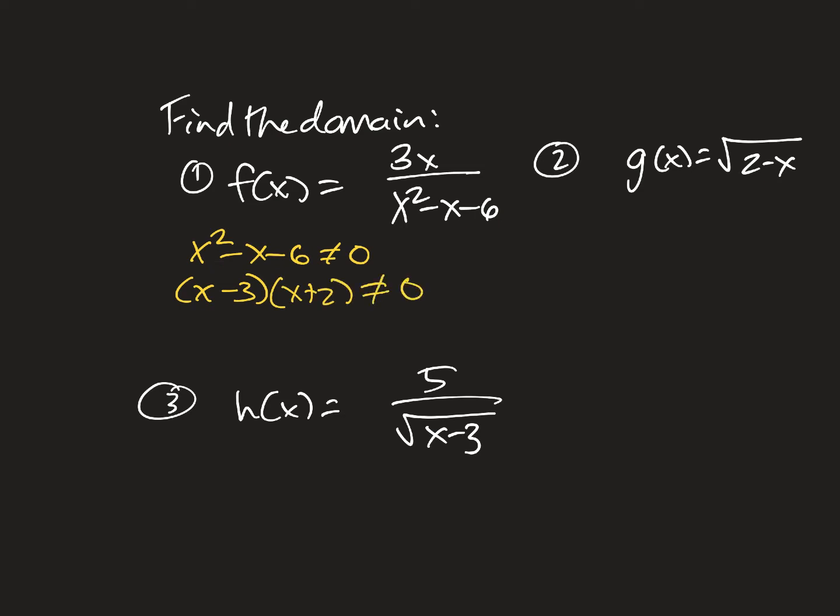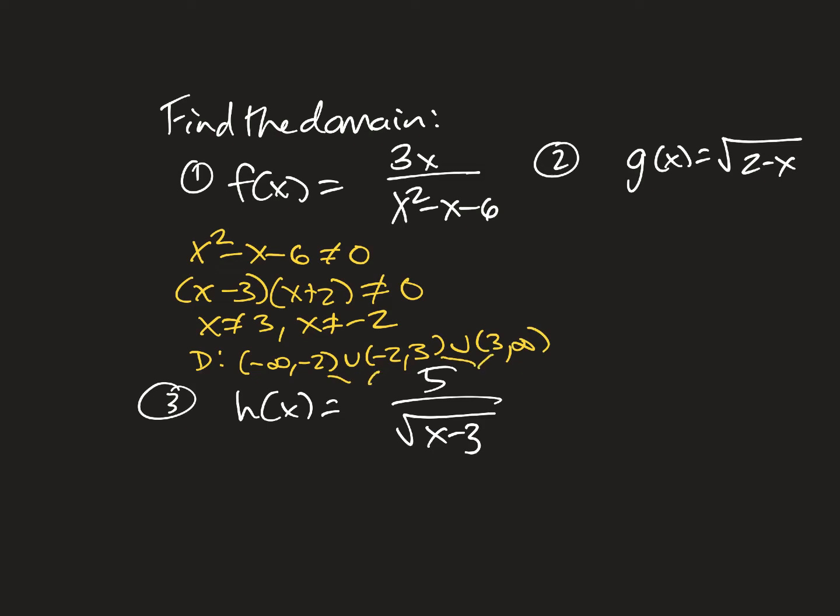And so we find after we factor, it can't be 3. And it can't be negative 2. And to put that into interval notation, because that's what I'll ask for, you're going to say negative infinity, negative 2, union negative 2 to 3, union 3 to infinity. And when someone looks at this, the reader looks at this, they see that it's everything except where these breaks are. So it's everything except negative 2 and 3.